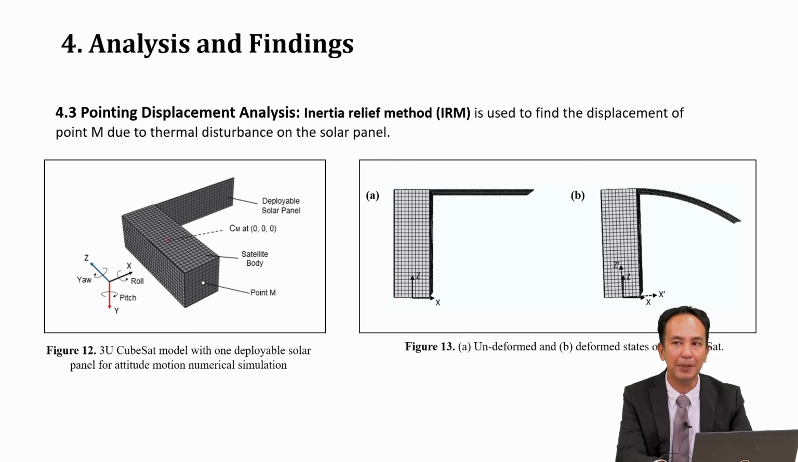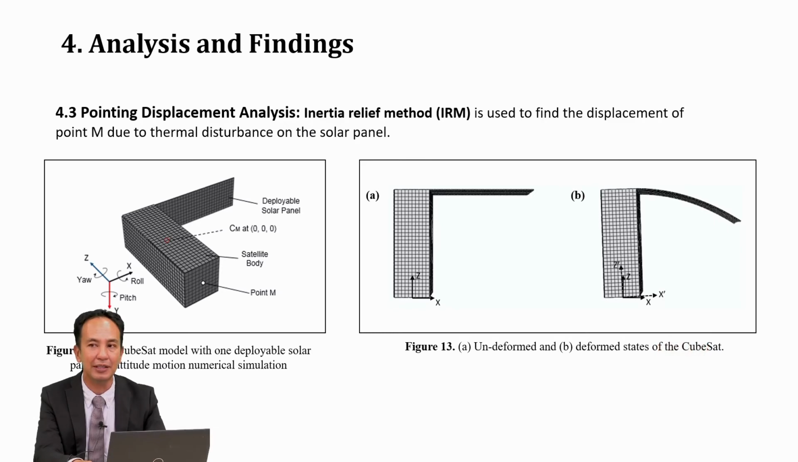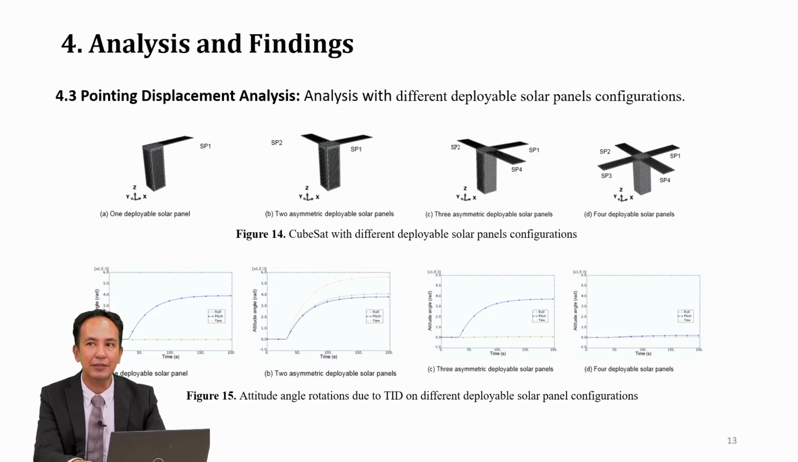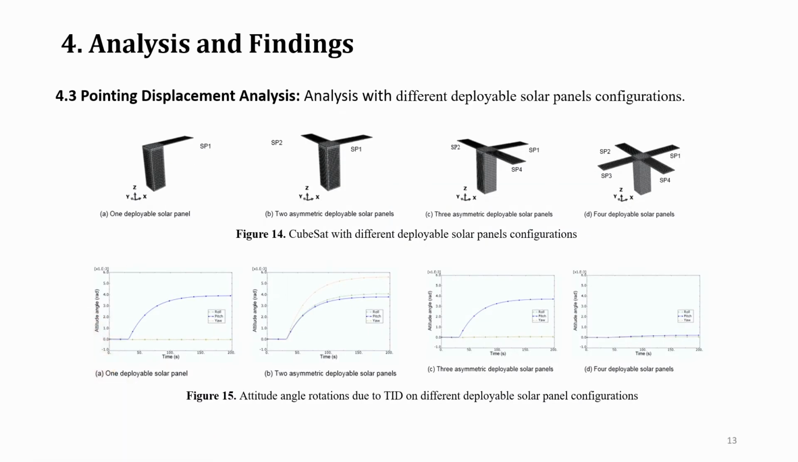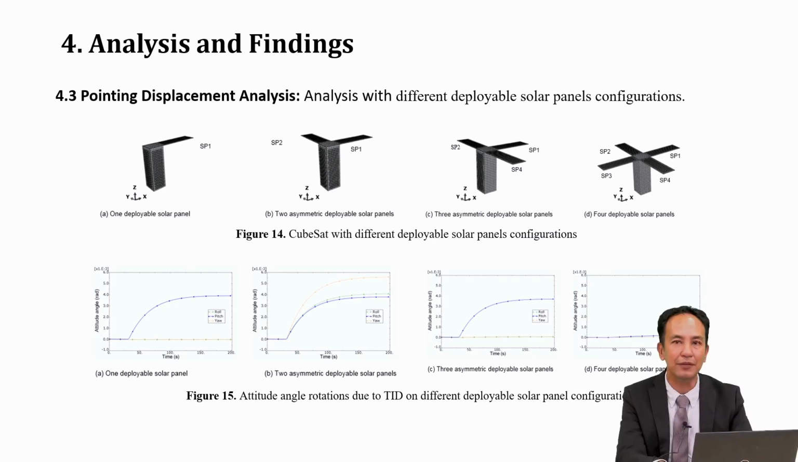Figure 13 depicts the undeformed and deformed states of the CubeSats after inertial relief analysis. The procedure is further tested on 4 CubeSat models with various deployable solar panels configuration as presented in figure 14. From there, the study made several other observations and conclusions on the level of the satellite orientation due to the TID phenomena.